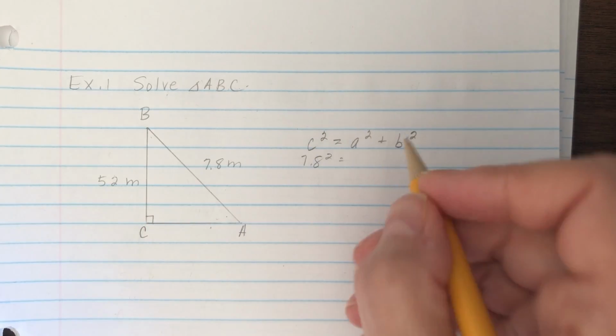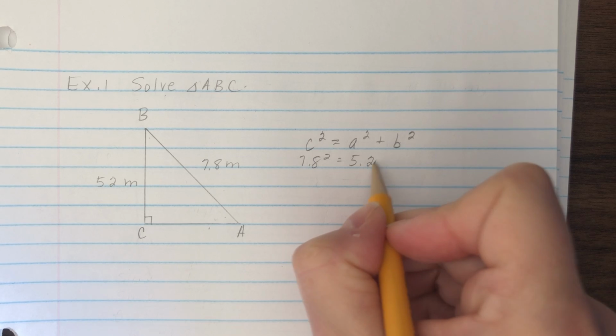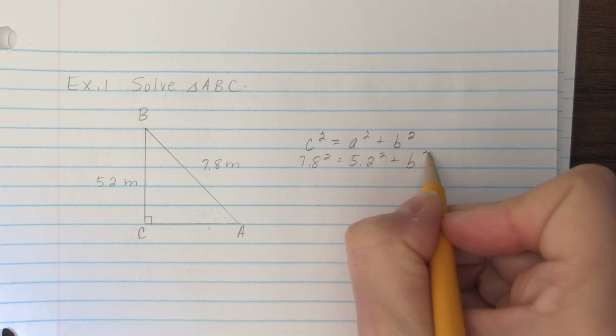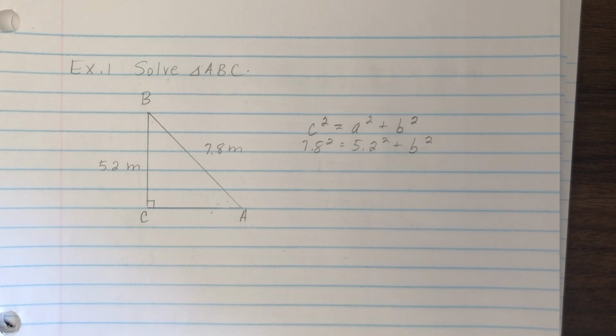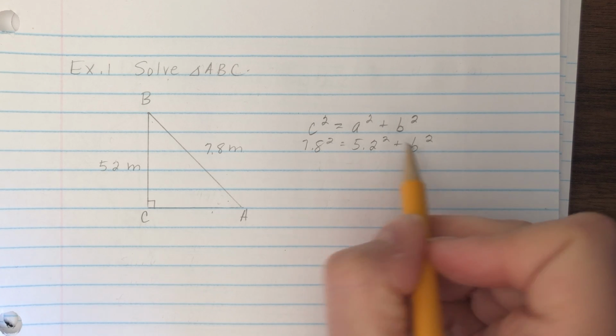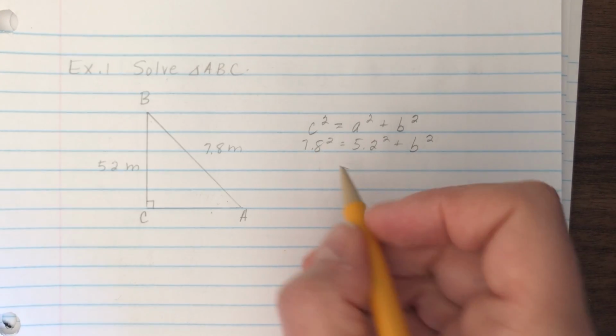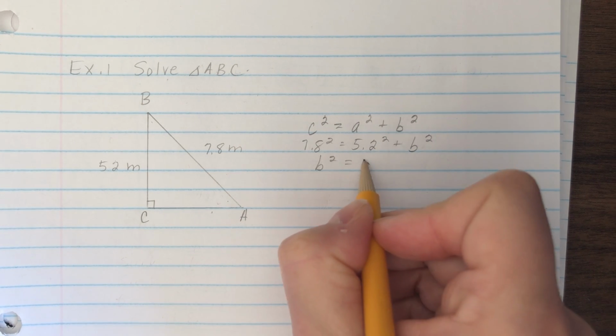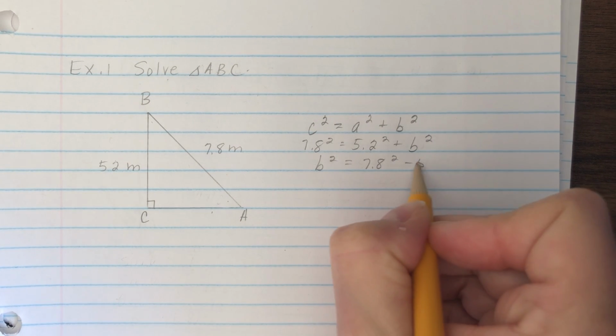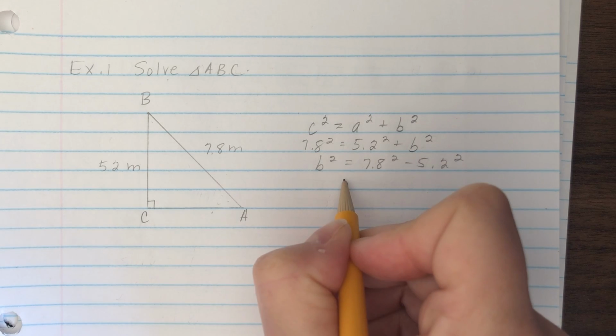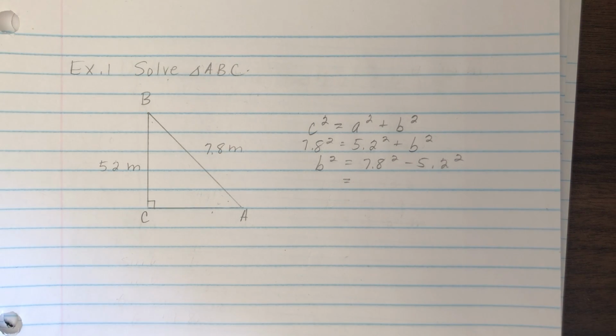And I can sub in 5.2 for A. It's one of the shorter sides. And now my task is to get B squared by itself. To get B squared by itself, I have to subtract 5.2 squared from 7.8 squared. And now I'm just going to evaluate.